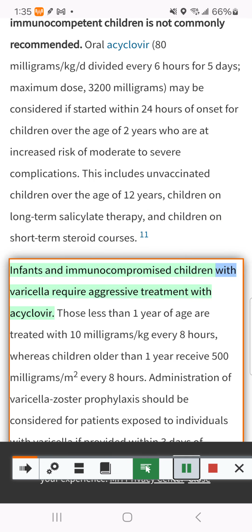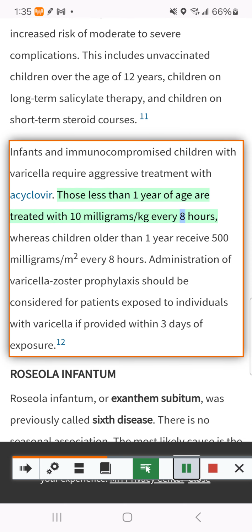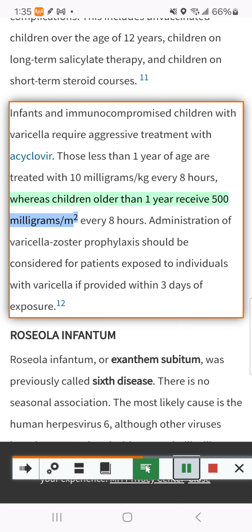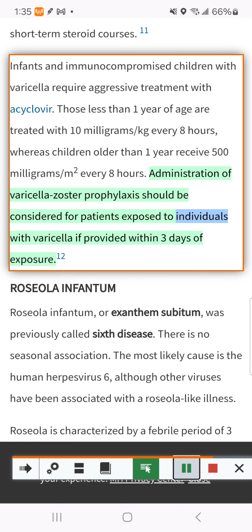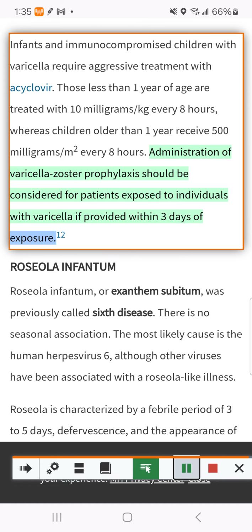Infants and immunocompromised children with varicella require aggressive treatment with acyclovir. Those less than 1 year of age are treated with 10 mg per kilogram every 8 hours, whereas children older than 1 year receive 500 mg per meter squared every 8 hours. Administration of varicella zoster prophylaxis should be considered for patients exposed to individuals with varicella if provided within 3 days of exposure.